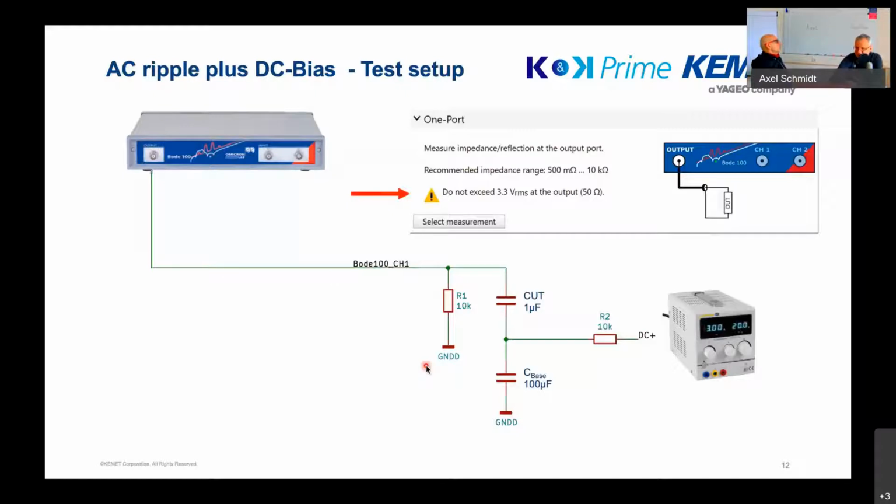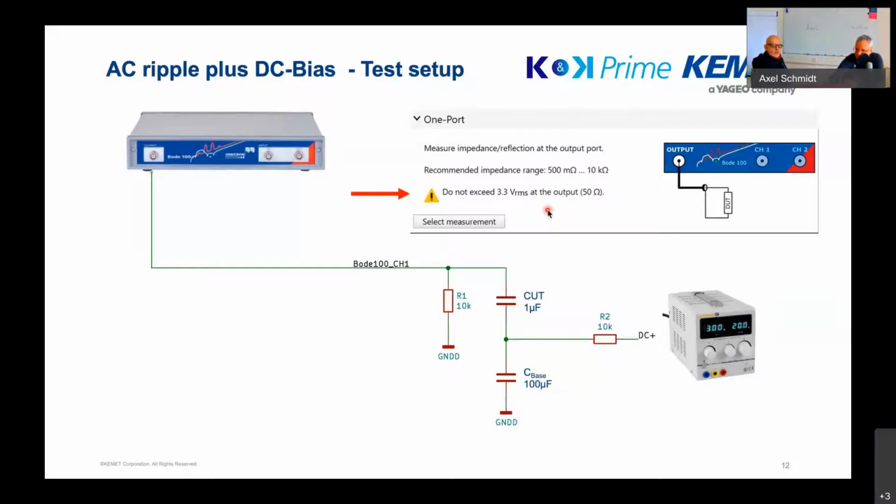A typical one-port measurement on the Bode 100 is connecting the output to the device under test. This time it's a capacitor, so we have a capacitor under test. Now we apply DC voltage on the other side and bring that point from AC down to ground with a large base capacitor. That ratio should be 1/100 to have good measurements. You also have to take care to have a discharging resistor on this side, to avoid that the charging is done through the Bode 100. Then you set everything up in the software as a one-port measurement, and you are done.